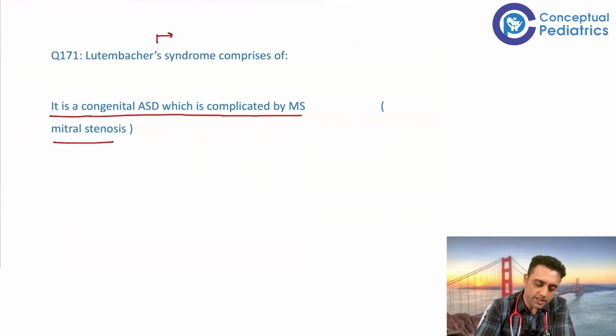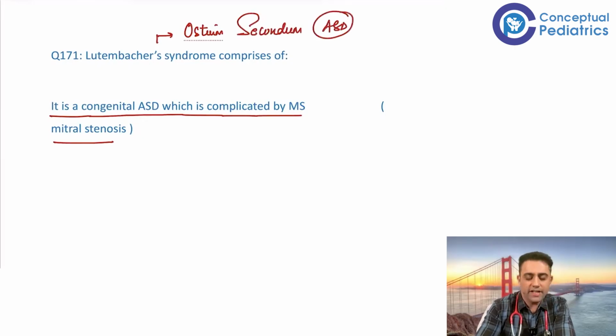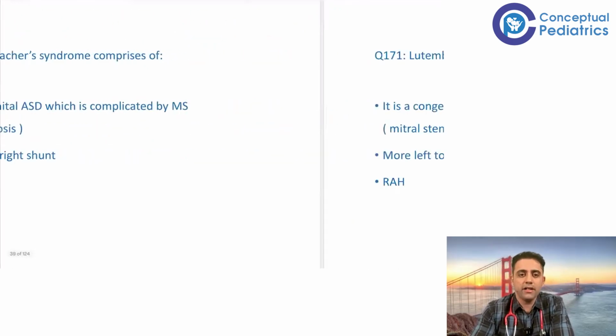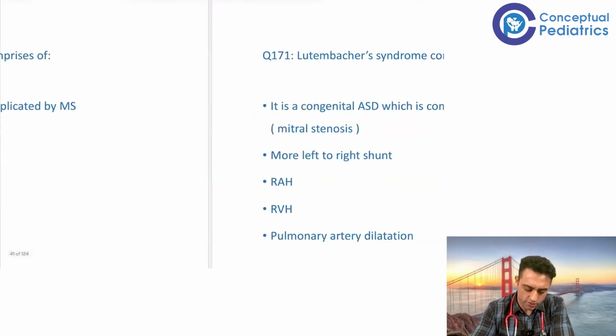And the most common congenital heart disease in Lutembacher syndrome is the ostium secundum type of atrial septal defect. Ostium secundum type of atrial septal defect. So this is straight away very nice, to the point, and that's it. Next important point.